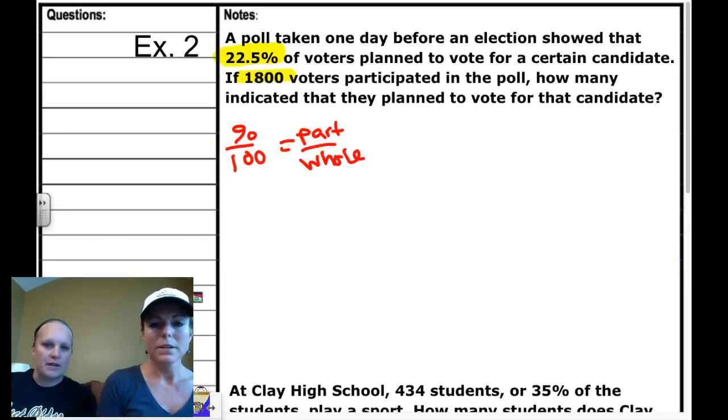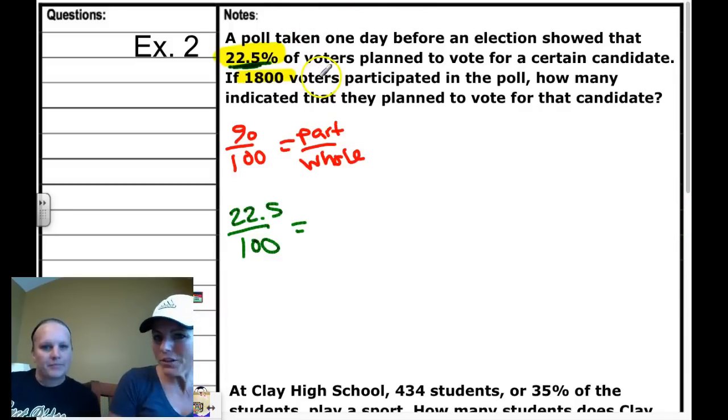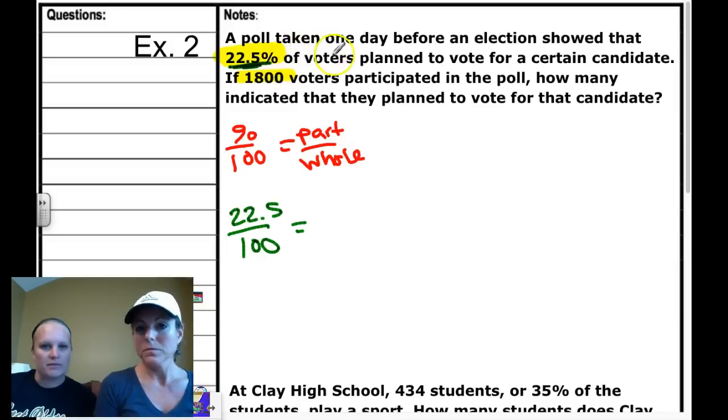Yes. So then you go through here and you look at, oh, I have a percentage, so that's what I'm going to use. And you're going to write 22.5 over 100. So it's always 100. And you're going to set that equal to, now we've got to think, is 1,800 the part or is 1,800 the whole? Right. It says it showed that 22.5% of voters plan to vote for a certain candidate. Right.